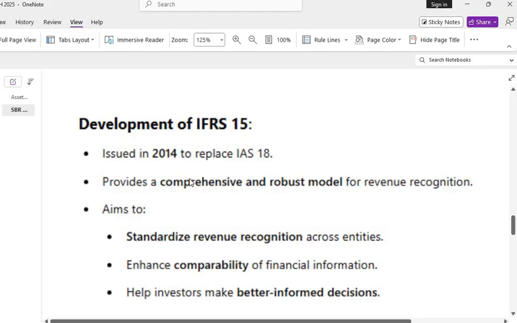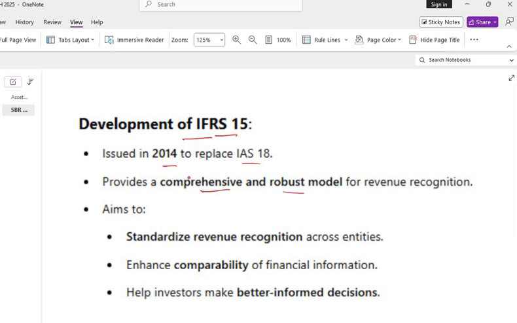So we're just talking about that need for the new standard. Why, if you see here, the weakness in IAS 18 is actually the need for IFRS 15. This standard was issued in 2014, which replaced IAS 18, that provide a comprehensive and robust model for the revenue recognition. And we have to follow some steps.